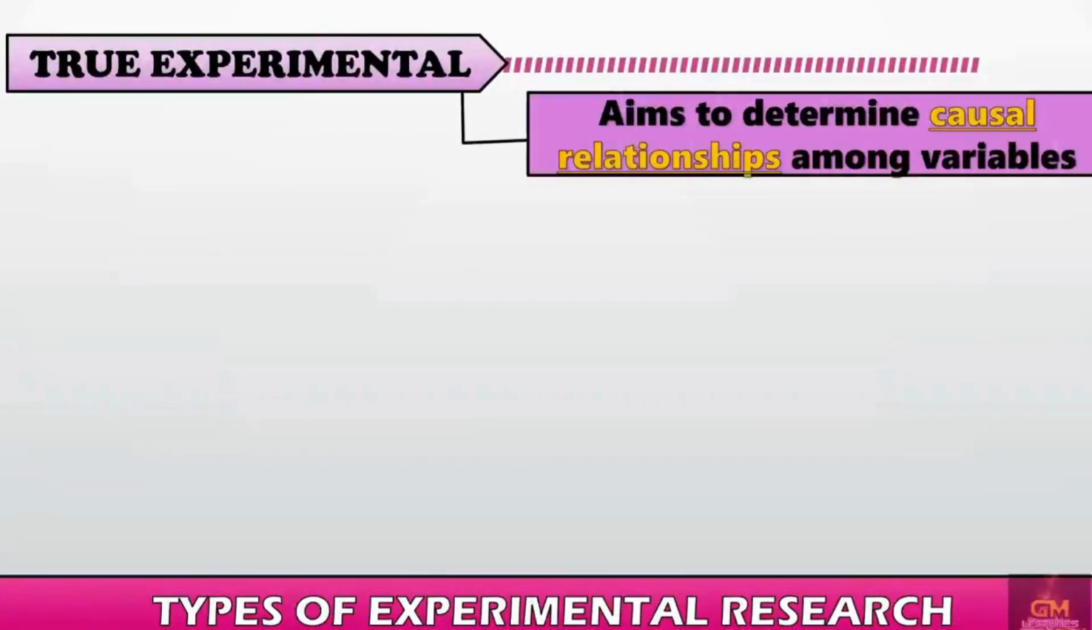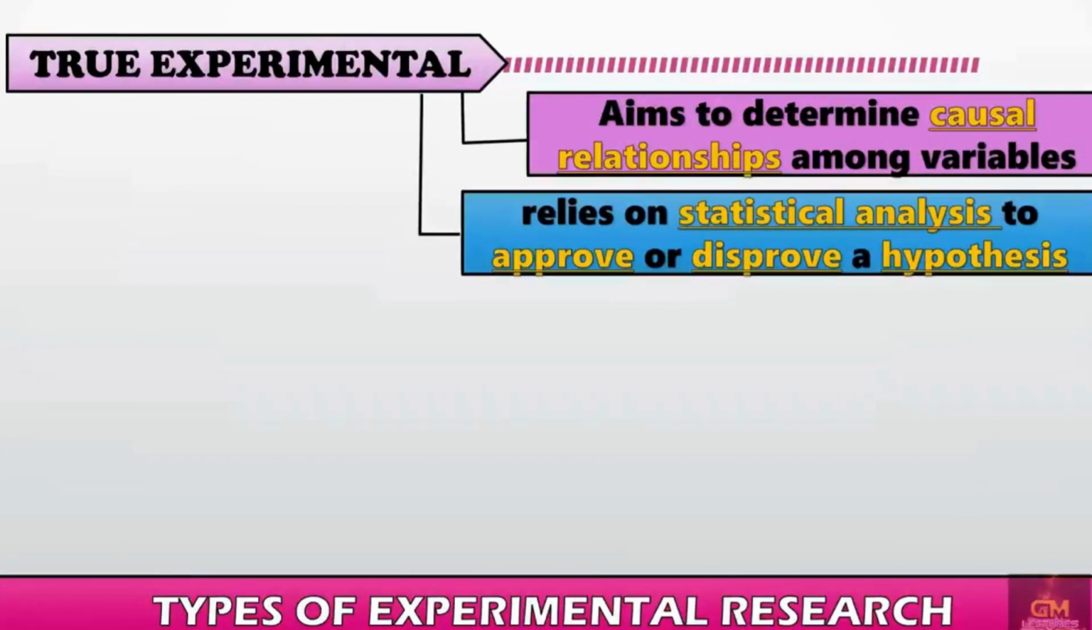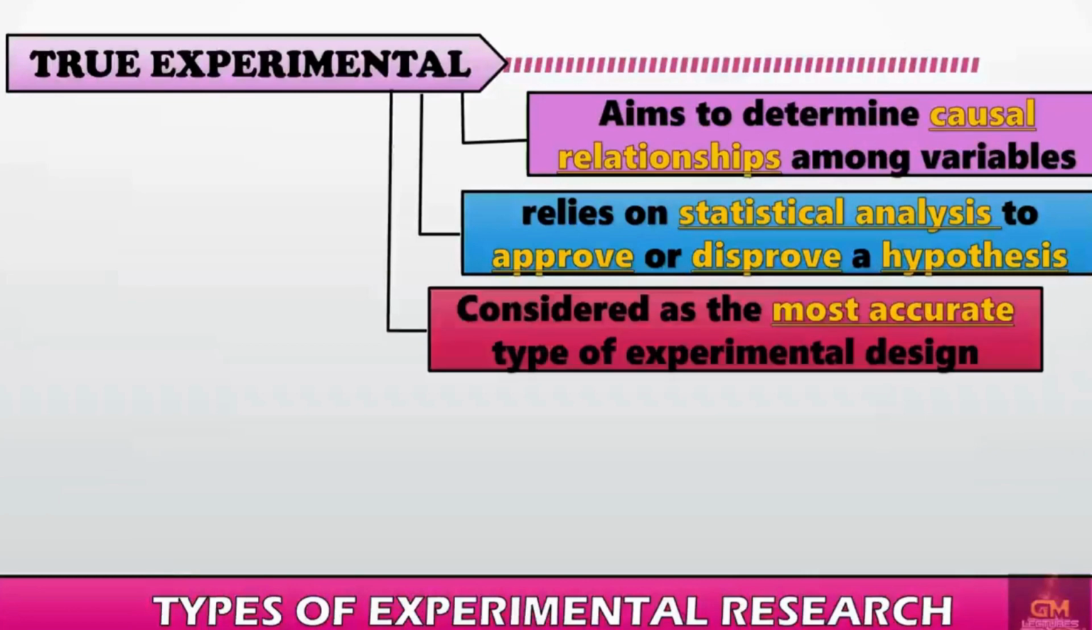At this point, we shall now be discussing the different types of experimental research designs, starting with the true experimental research. The true experimental research aims to determine causal relationships among variables. Also, it relies on statistical analysis to prove or disprove a hypothesis. It is also worth noting that the true experimental research is considered the most accurate type of experimental design.